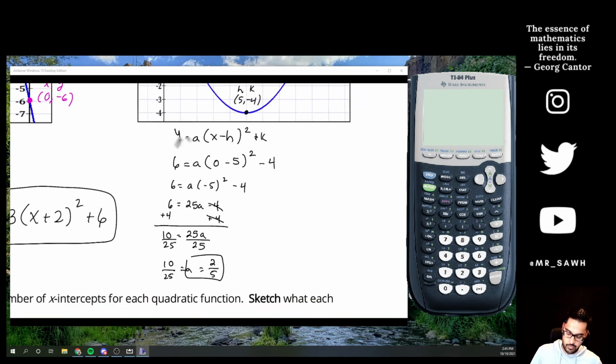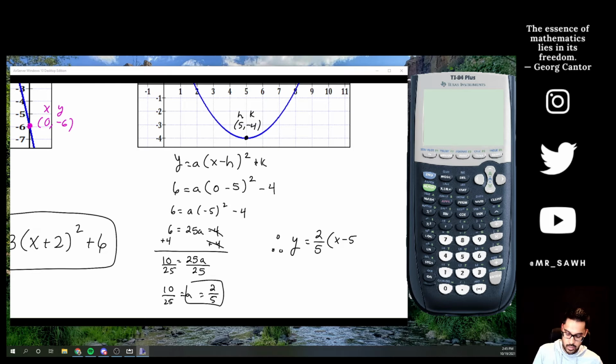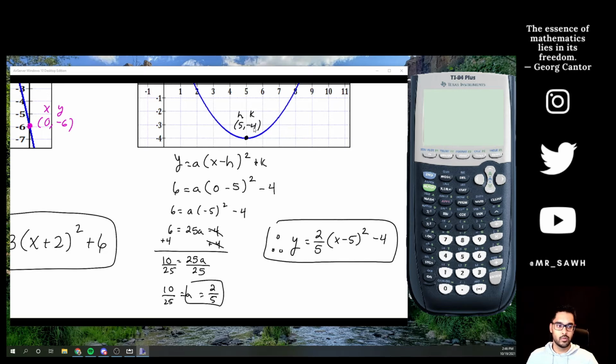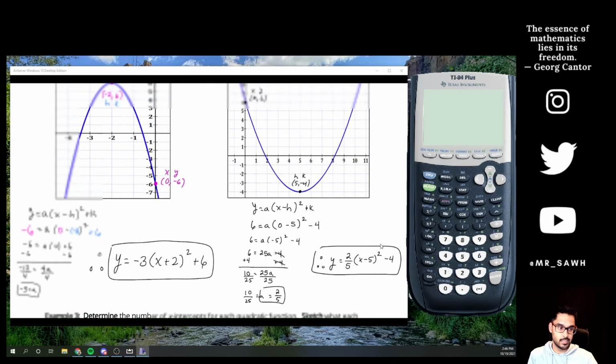Okay, so now I know that it's a fraction, which is totally fine. It could happen. So y is going to equal 2/5 times (x - 5)², and then minus 4 on the end this time, because the y coordinate of my vertex was negative. The one thing I didn't tell you here is in this format, that constant is not the y-intercept. It's very easy to see that because I know my y-intercept is 6. The constant here is minus 4. So in this format only, the constant is actually the y value of your vertex, not your y-intercept.